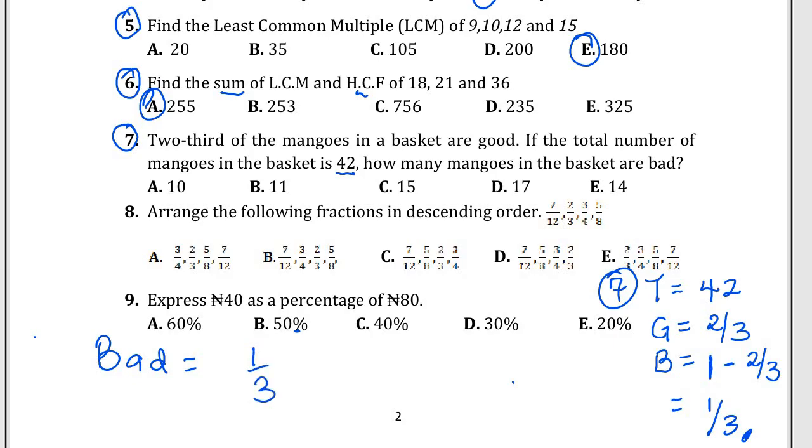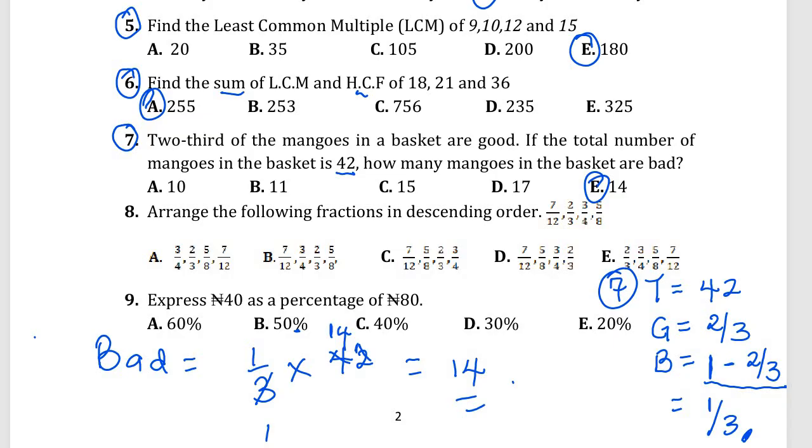I got 1/3 from 1 minus 2/3, times the total, which is 42, will give me the number of mangoes in the basket that are bad. So 3 here 1, 3 into 4 is 1 remainder 1. Put the remainder here. 12 divided by 3 is 4. The right answer is 14, which is option E. Alright, that's it for question number 7.